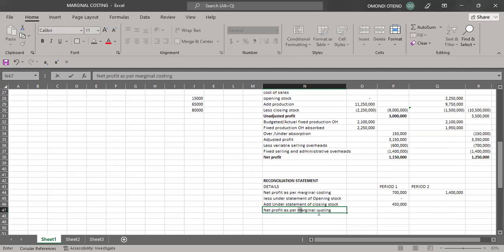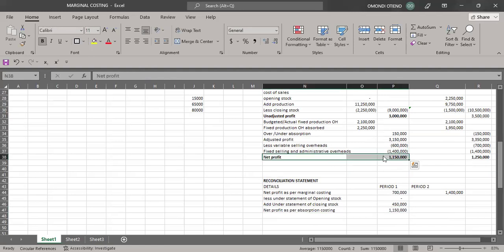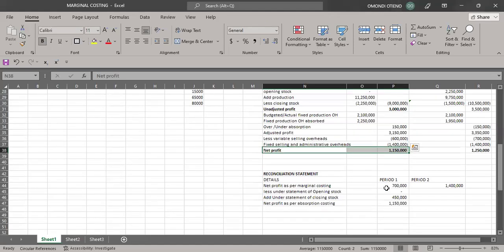Good. So when we now get the total, it should give us net profit as per absorption costing. Is that the case? Let's see. If you add everything within that column, we are getting this amount. Is it equal to net profit as per absorption costing? Confirm if you're getting the same thing. Yes. So that's how you come up with the reconciliation statement.